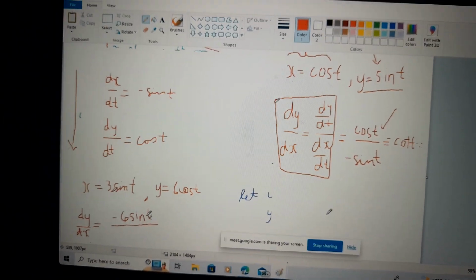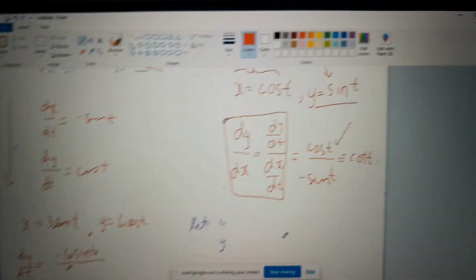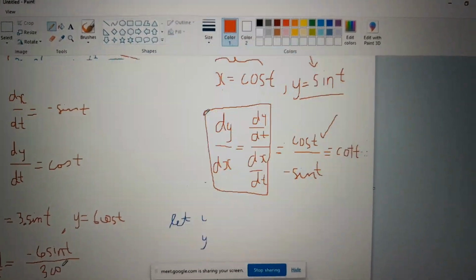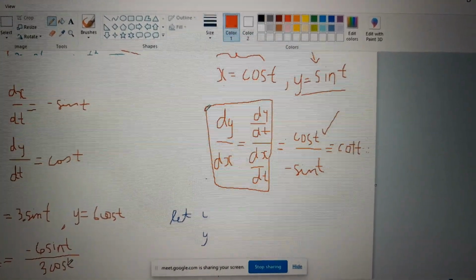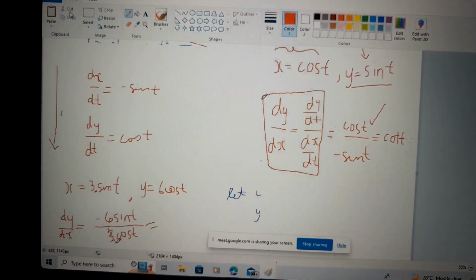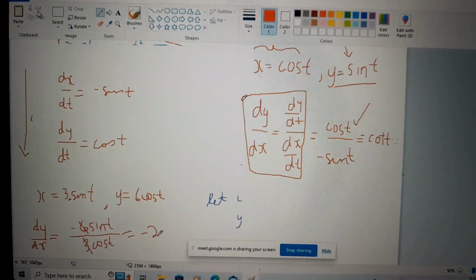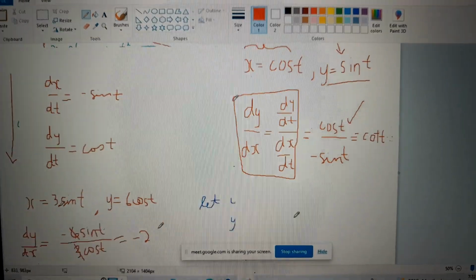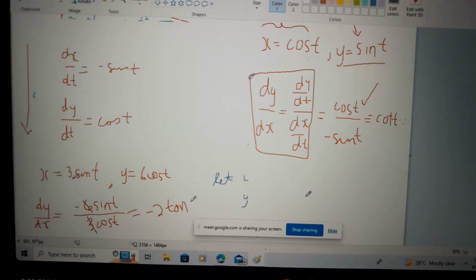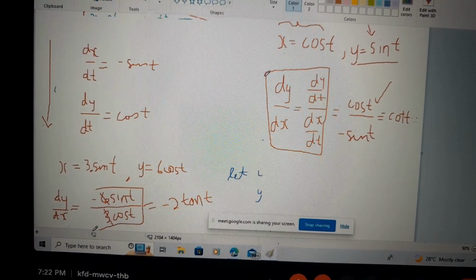Excellent. And when we differentiate 3 sine t, what do we get? 3 cos t. Great. Therefore, we see the coefficients can cancel out. 6 divided by 3 is 2, so you have a negative 2. And what's sine over cos? Tangent, sir. Tan. Very good. Even if you stopped here, that's very good.